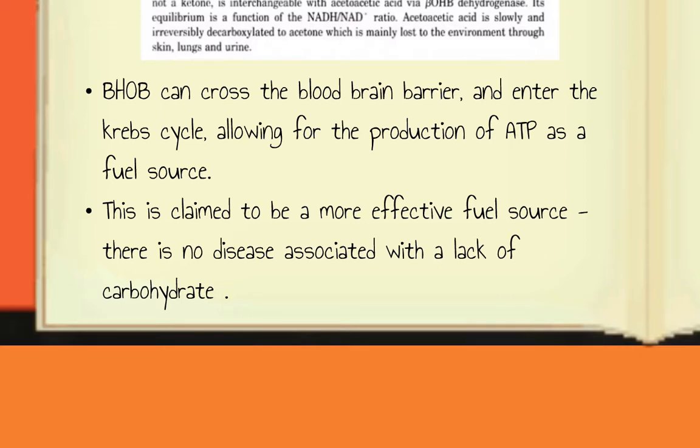Beta-hydroxybutyric acid can cross the blood-brain barrier and enter the Krebs cycle, your energy cycle, allowing for the production of ATP, which is a fuel source. Beta-hydroxybutyric acid is claimed to be a more effective fuel source, and there are no diseases associated with lack of carbohydrates.